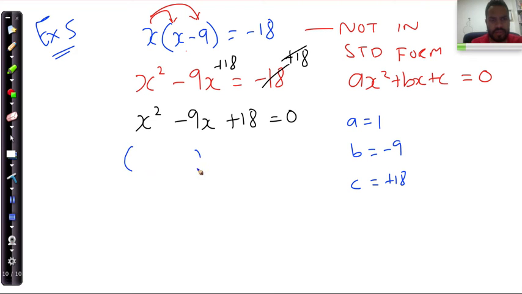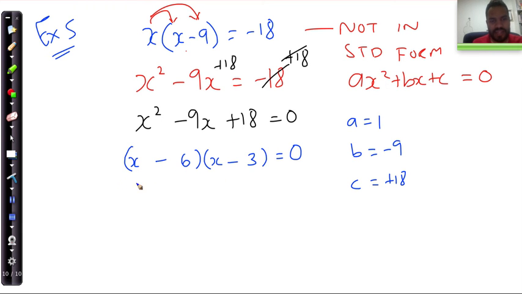Well, okay. I've got x, I have x, and I'm looking for factors of 18 such that when I add them, I end up with 9. And that's going to be 6 and 3. Both my signs have to be the same in the brackets due to this positive over here.